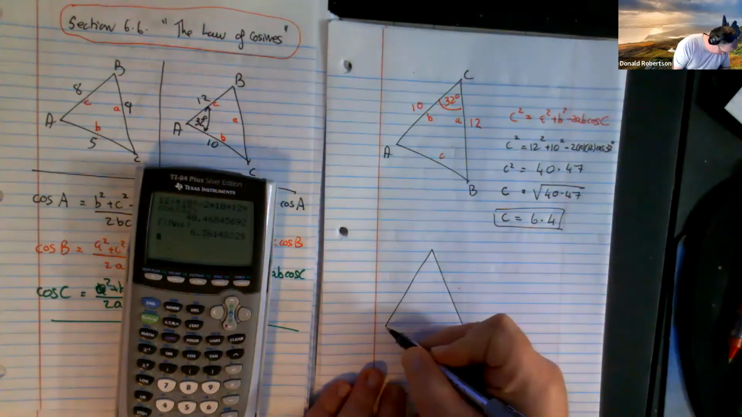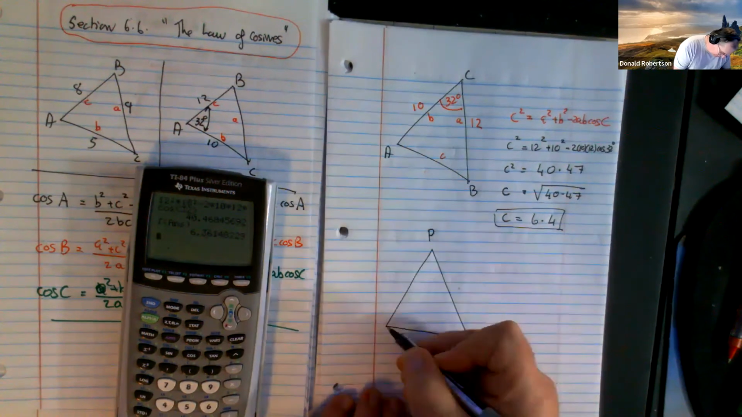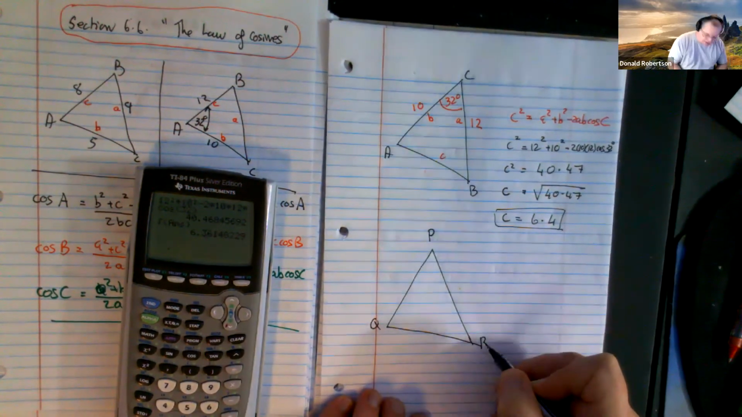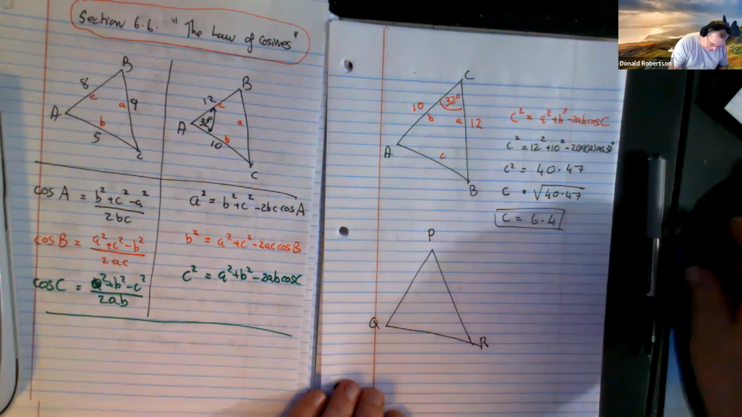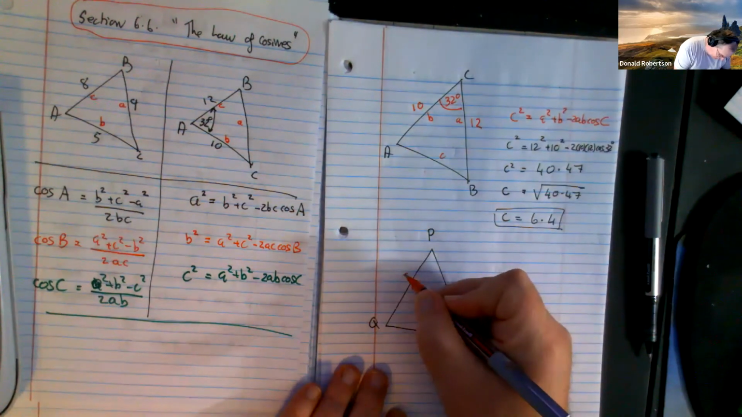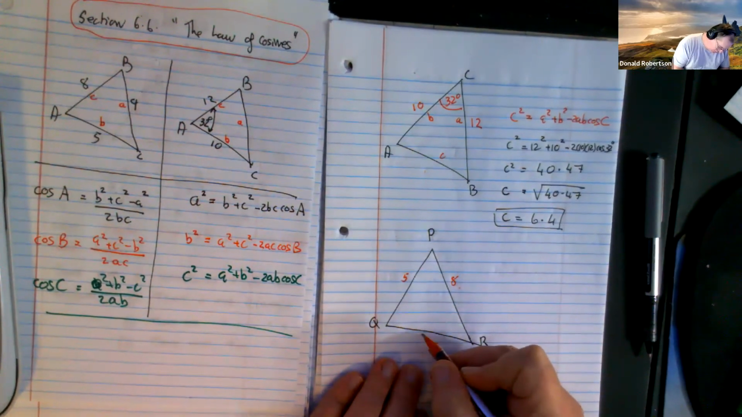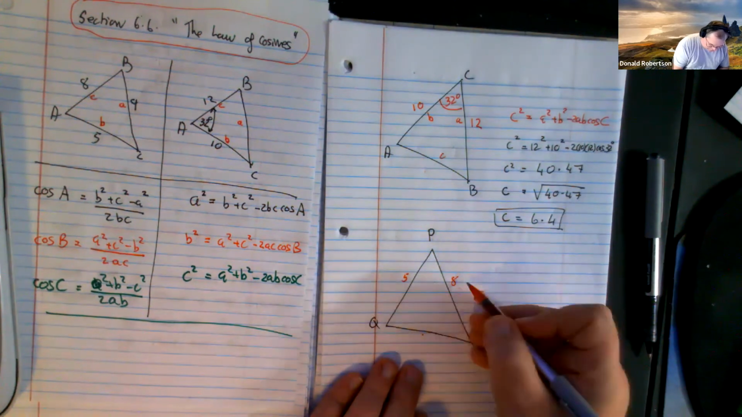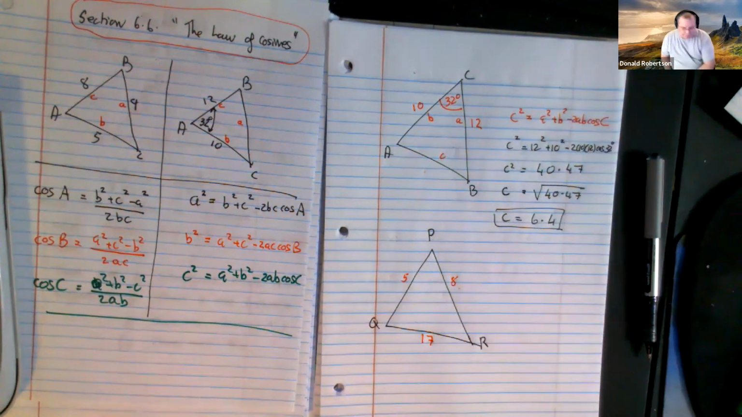Now for the last question of the day, I'm going to put a monkey wrench in the question. It's going to be called PQR. And this side is 5, this side is 8, and this side is 17. What can you find in a triangle where that's the information?